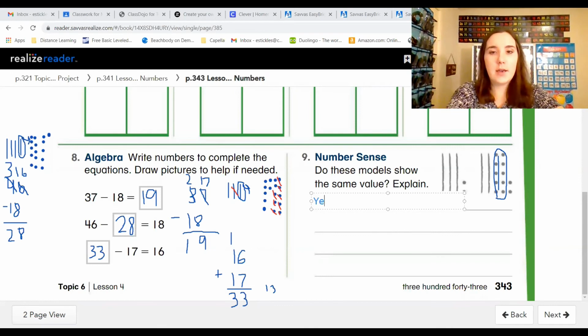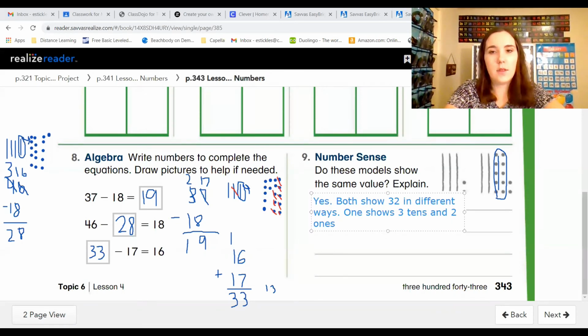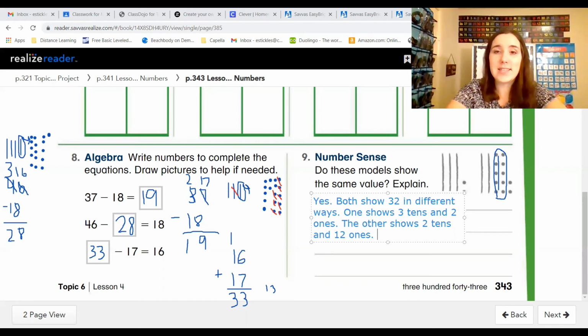We're going to say, yes, both show 32 in different ways. One shows 3 10s and 2 1s. The other shows 2 10s and 12 1s, which we know is the same as 3 10s and 2 1s. It's the same thing because if you regroup them, you get the same value.